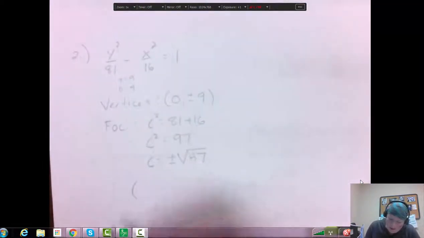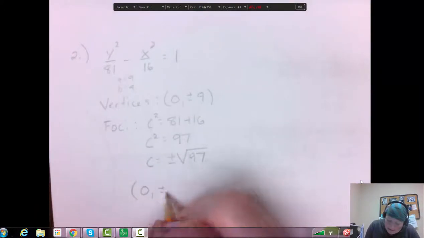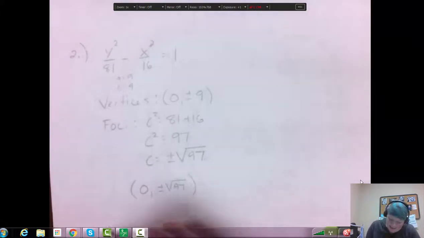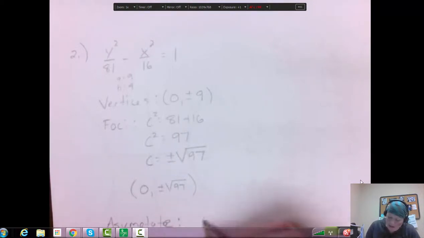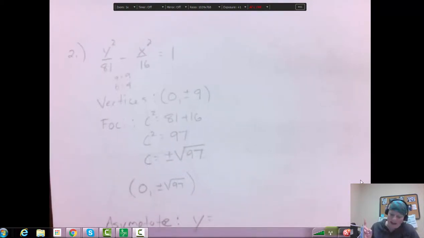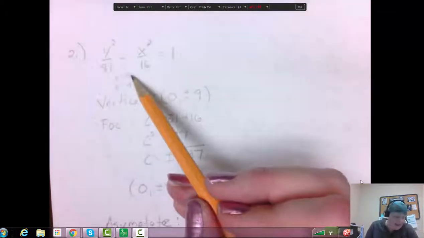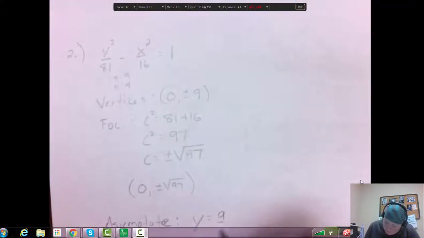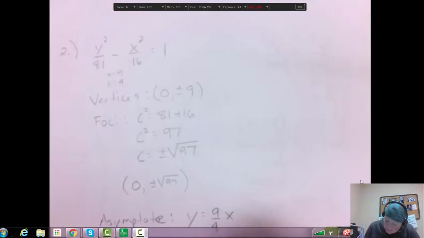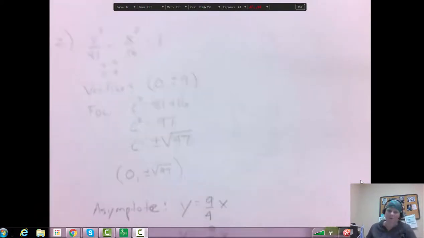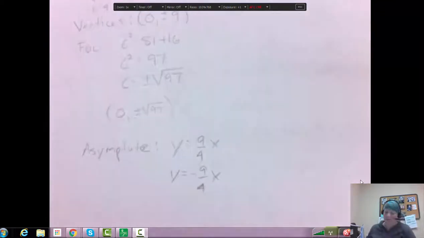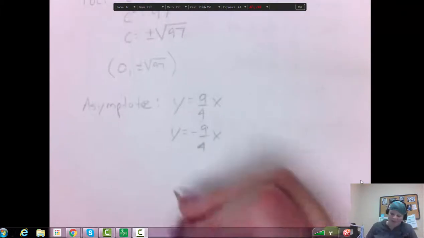So these are our foci. Remember, this one's all y, so we're going to go 0 plus or minus the square root of 97. Those are the 2 points at plus or minus. And the asymptote is going to be at y equals, this time it is A over B, so it's going to be 9/4 x. Or it could be y equals negative 9/4 x. So you could do the plus or minus, or you could put in both equations.